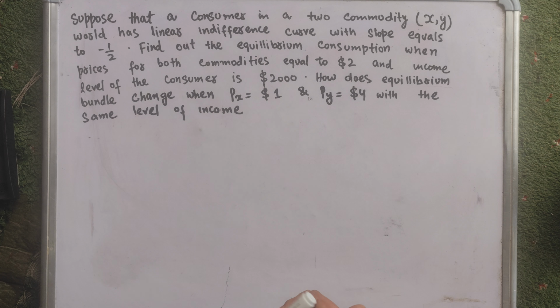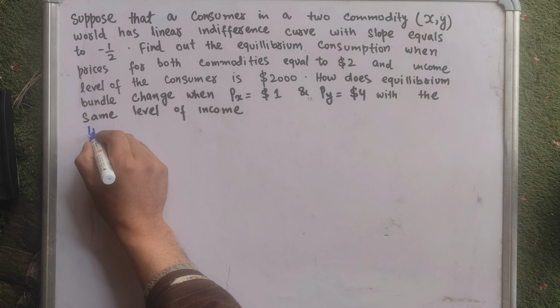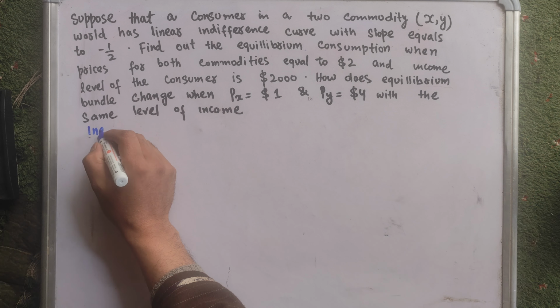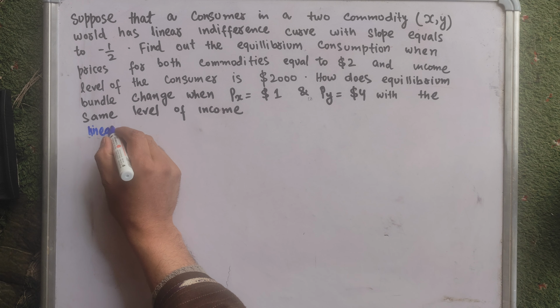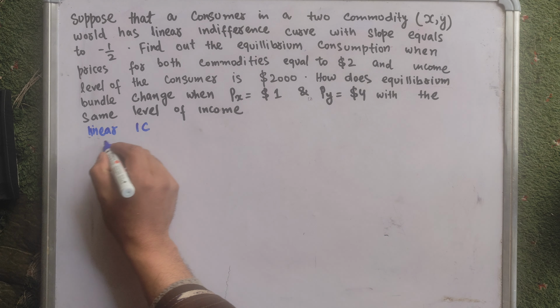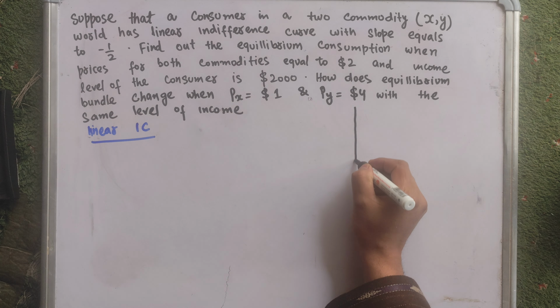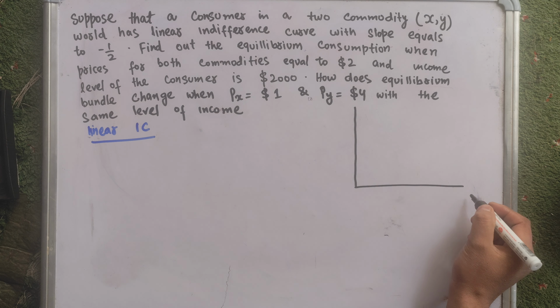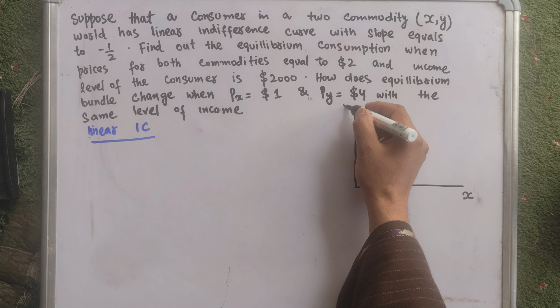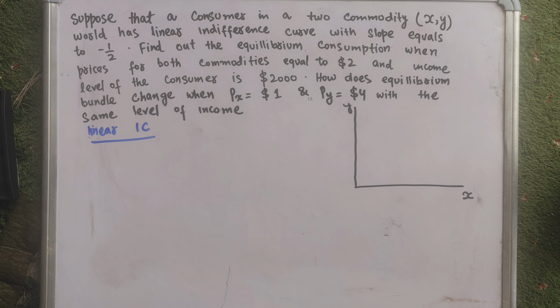Okay, so we are being told we have the linear indifference curve. Okay, that means our utility function is linear in both the goods. Now, when we have a linear indifference curve, if I draw the graph here to make things clear, let us say we have X on the horizontal axis, Y on the vertical axis. These are the two goods.